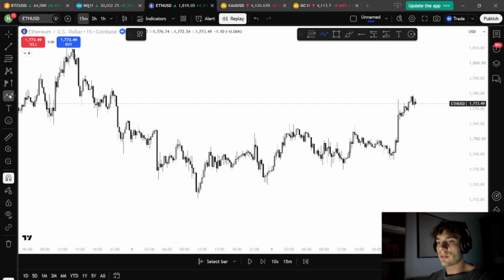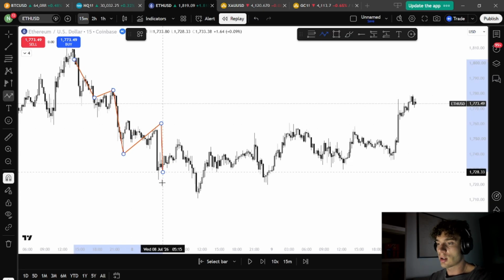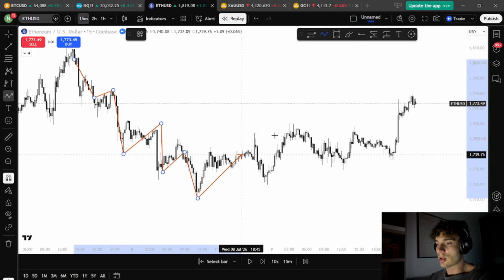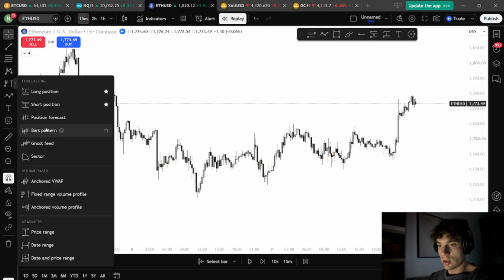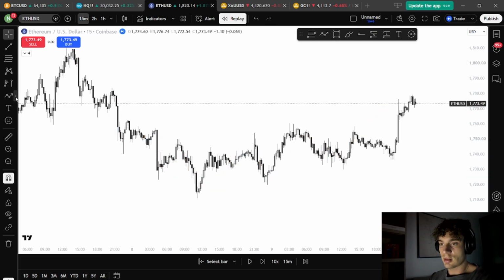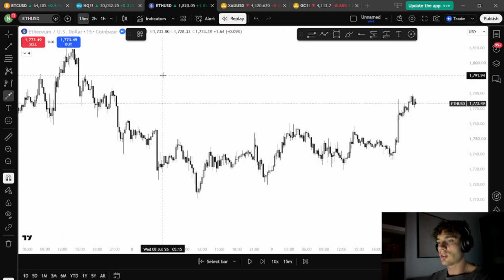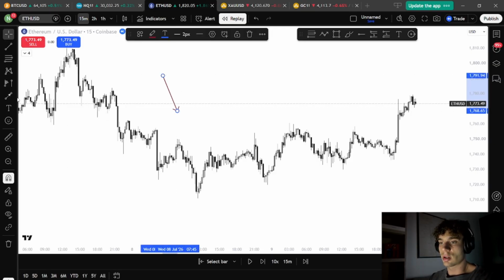Then here we have this thing. You can just draw lines and be like, okay, this is an uptrend, downtrend, uptrend, downtrend, and so on. My market structure shift, boom, boom, boom. Okay, that's it. Here, what else? Is there something? Yeah, you can put arrows or whatever.